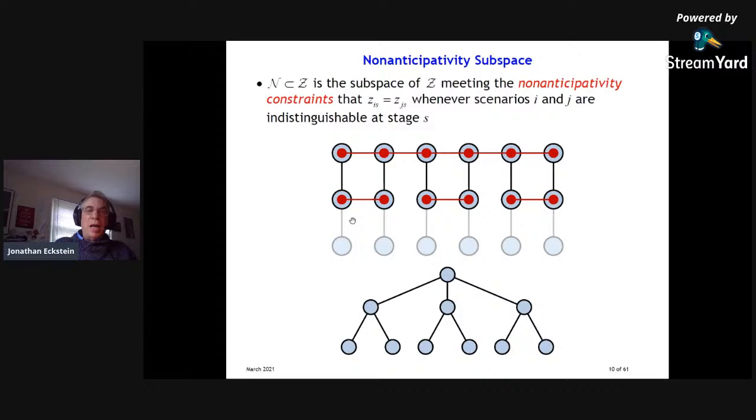And then at intermediate stages, all the decisions associated with this node, which is associated with 2 paths, with 2 end stage scenarios, those 2 have to be the same. Like these 2, and so forth. So if we impose the constraint that we're in this subspace N that meets these constraints, then all of a sudden we're back to having a solution to the stochastic program that doesn't see the future, that isn't anticipative of the future.